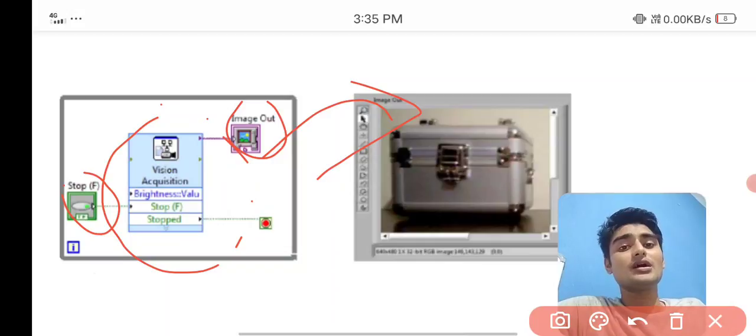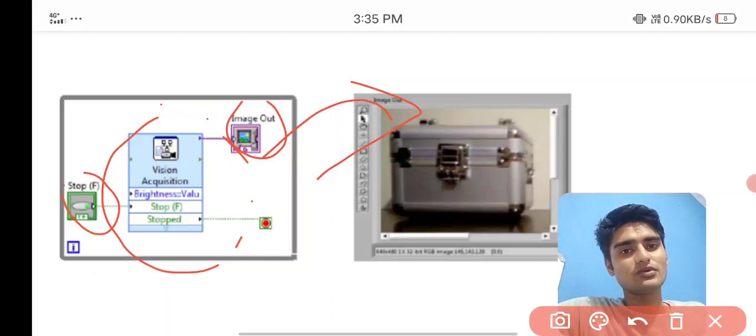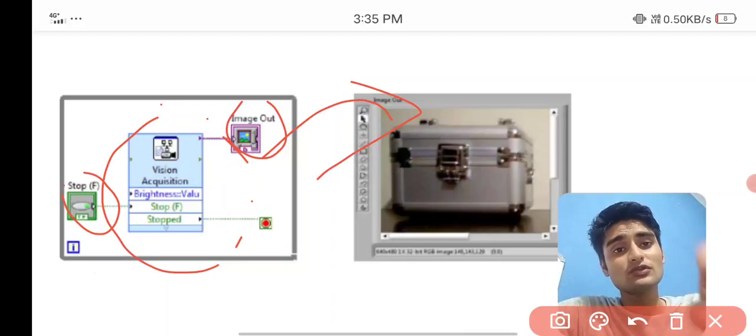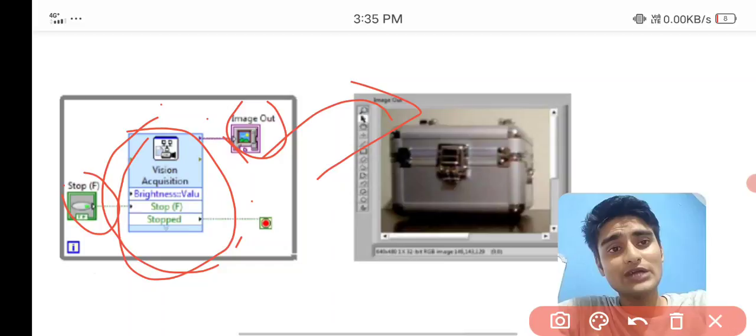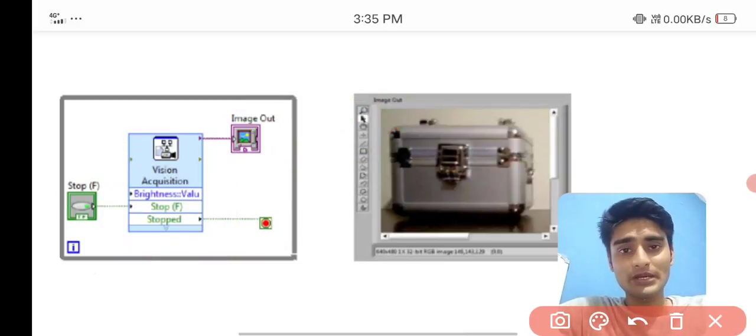If you are not using the licensed version, and instead you are using a cracked version, then it is even more difficult to fetch the vision acquisition board in the back panel of LabVIEW. So whenever you are using vision acquisition, you have to connect a front camera, or we can say a webcam.